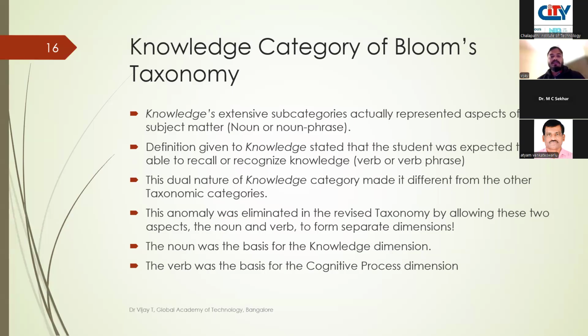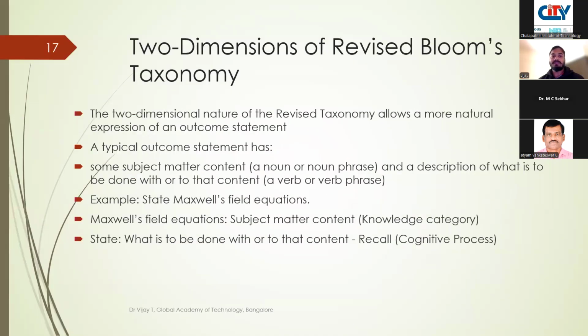The knowledge category of Bloom's taxonomy has been divided into two phrases. When I define a question or a course outcome, it has to have two phrases: a noun phrase and a verb phrase. The noun phrase analyzes my knowledge, and the verb phrase analyzes through what action I am going to achieve that knowledge. You can see an example here.